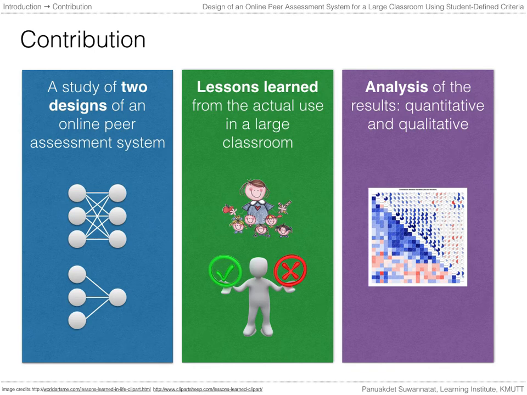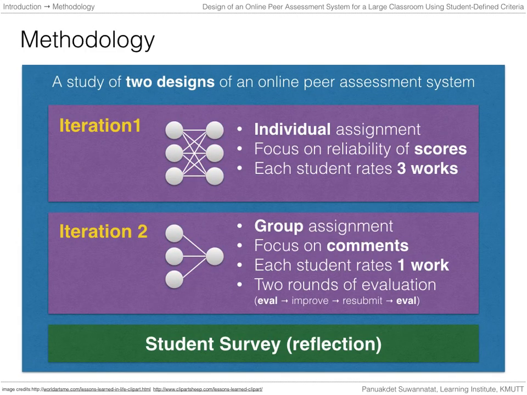I told you we have two designs. In the first iteration of the design, we give students individual assignments. After the students submit the assignments, the work is rated by 3 other peers. At the same time, each student has an obligation to rate or evaluate 3 other students' work.